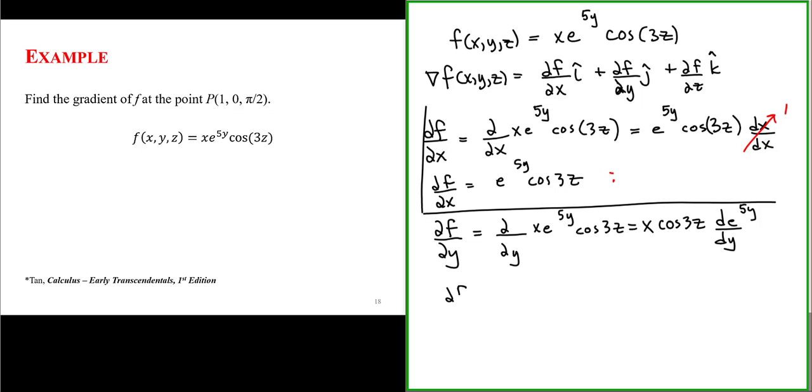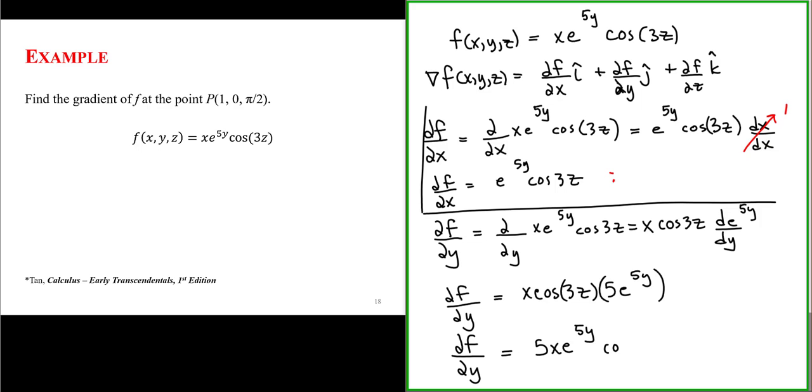This means that the partial derivative with respect to y of our function is equal to x cosine of 3z times 5 e to the 5y, which is the derivative of e to the 5y with respect to y. And this ends up being the partial derivative with respect to y is just 5x e to the 5y cosine of 3z.